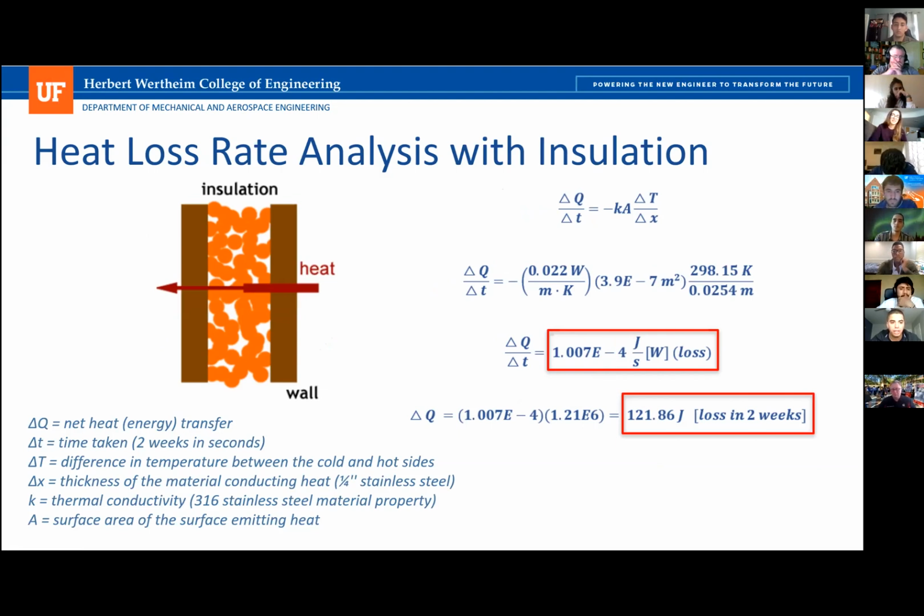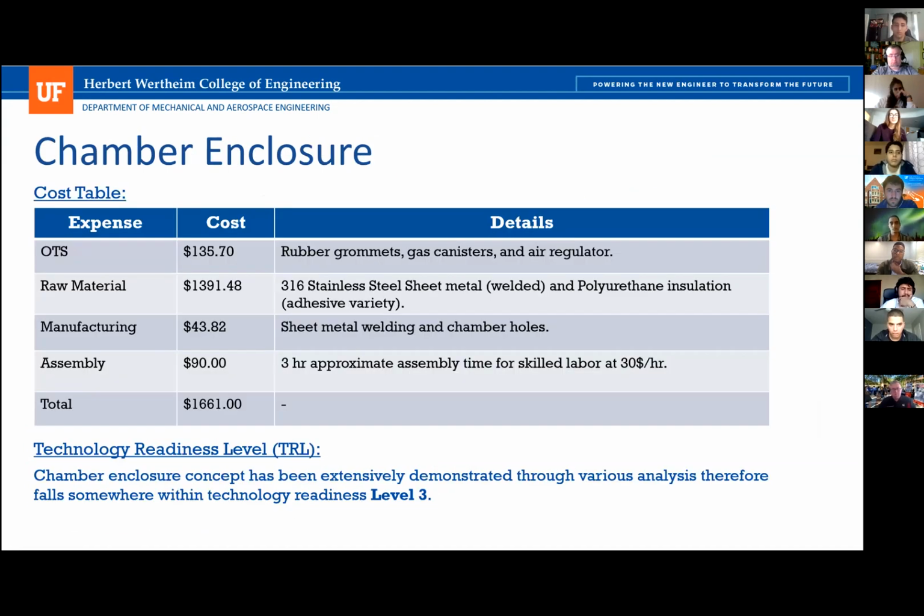So net heat energy transfer, time taken, difference in temperature, and the insulation that was analyzed here was a polyurethane variation. Next slide, please. Here's a full cost breakdown for the chamber enclosure.